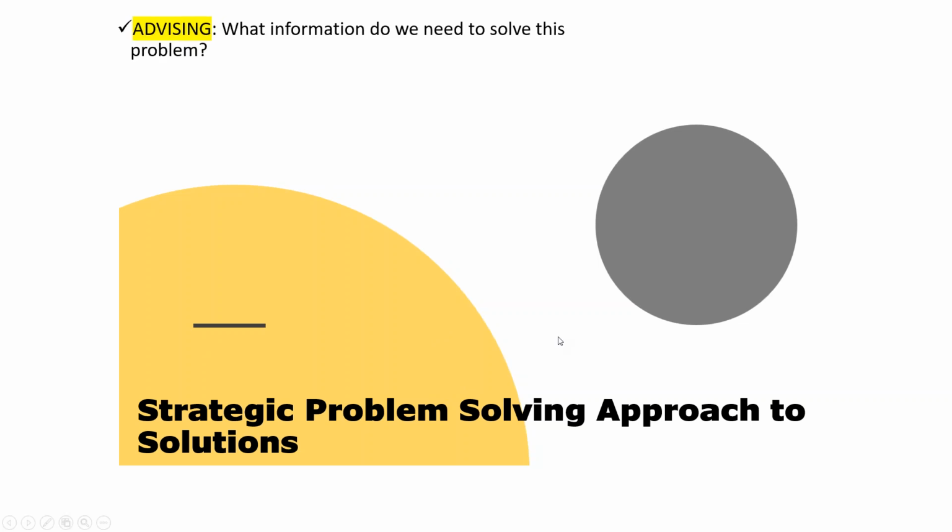The very first question that we've got to ask when we are strategically problem solving is, what information do we need to solve the problem? That's an important question because without information we can't make quality decisions. And people who like to advise are the very people who would at least be thinking about these sorts of questions. Whether or not they come up with the solutions, they will be at least prepared to think about that question.